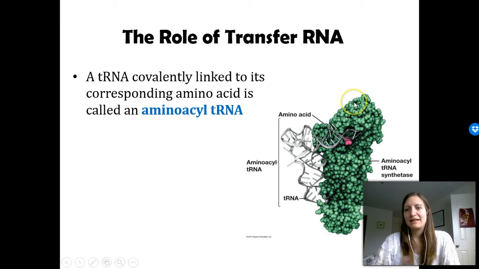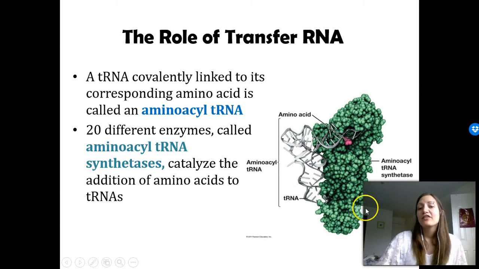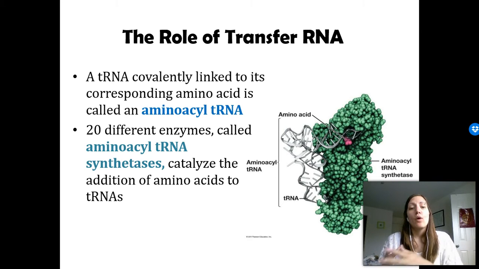Now I keep highlighting this green. What that green is, is an amino acyl tRNA synthase. This is an enzyme. So this green area right here, this is all an enzyme. The responsibility of this enzyme is kind of in the name. It synthesizes amino acyl tRNAs. The whole job of this enzyme is to put that amino acid on the appropriate tRNA.